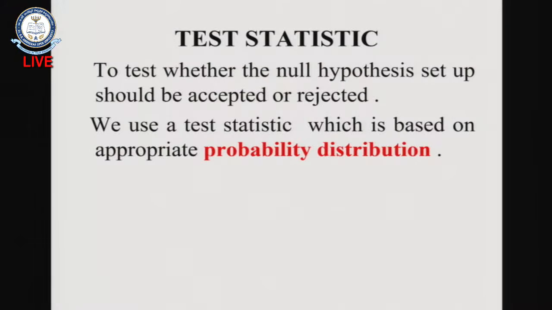Now one more important parameter is the test statistic, to test whether the null hypothesis should be accepted or rejected. We assumed it, but we need to verify whether our data should be accepted or rejected. In that case we use an appropriate test statistic, which is based on an appropriate probability distribution.